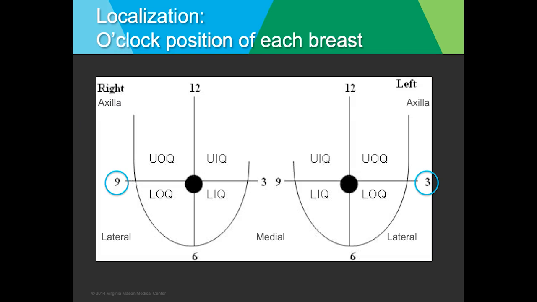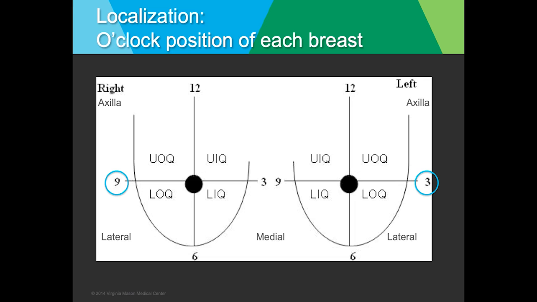Moving on to localization. Accurate localization of lesions is a must in order to direct the next steps of workup and to be sure that you're appropriately evaluating the area of concern with ultrasound. This is also important to correlate with any focal symptoms and biopsy planning.